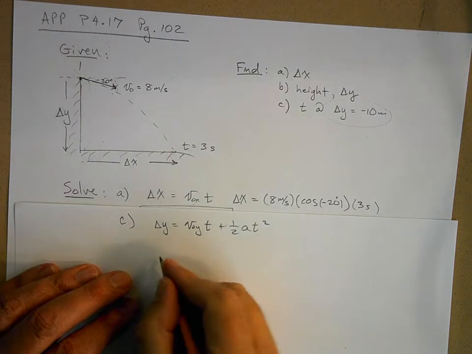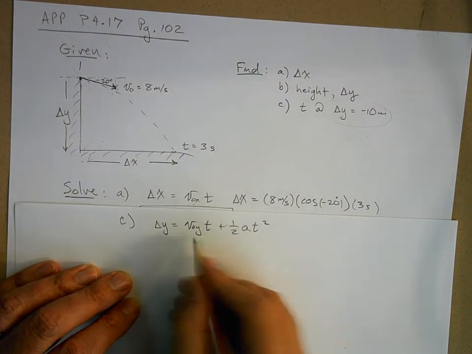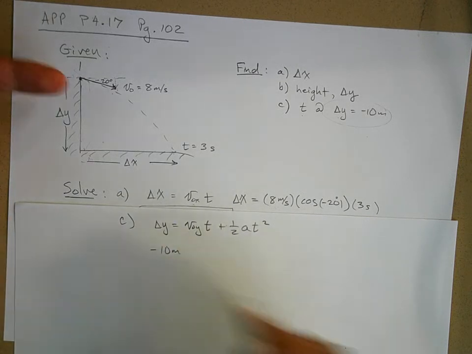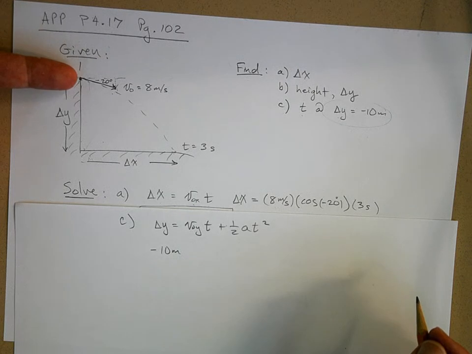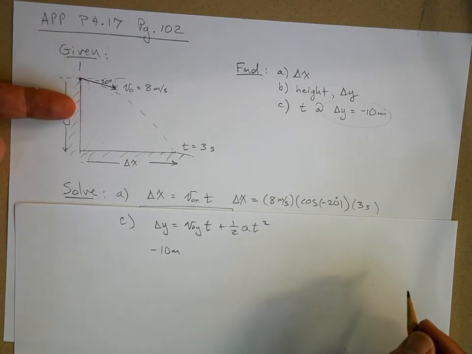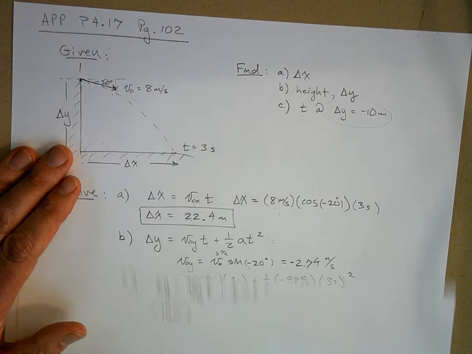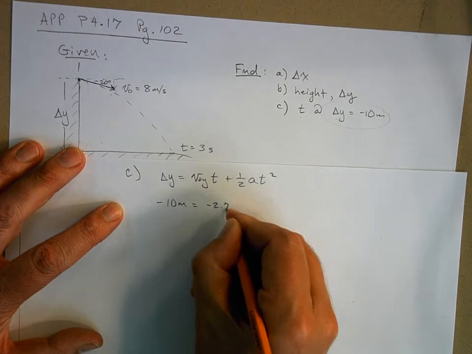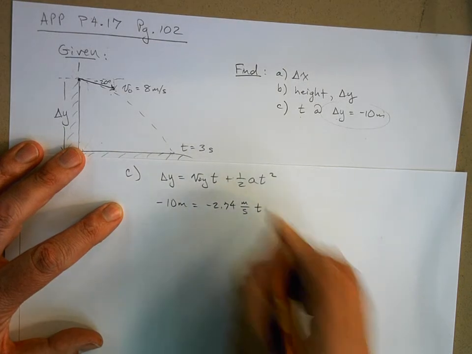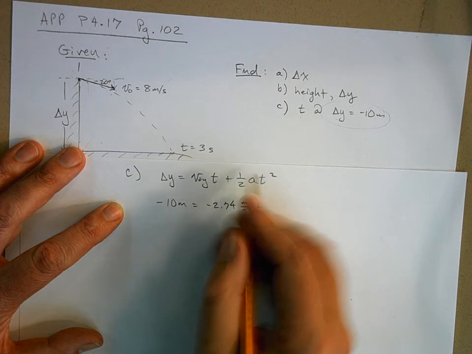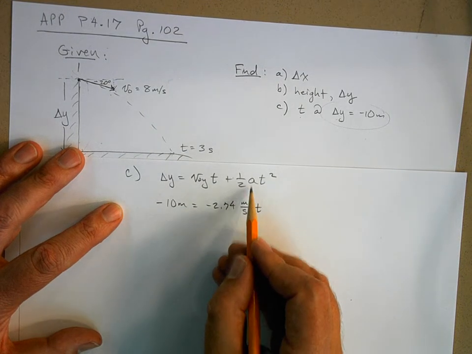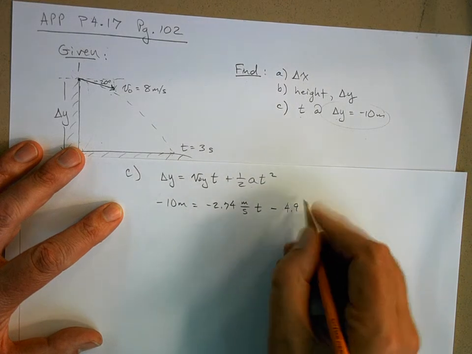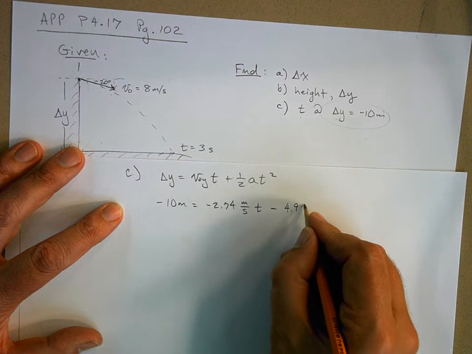Now what I'm going to do is plug in our values here. This is negative 10 meters, right? It was given that the ball fell down 10 meters. So delta y is negative 10 meters equals, and what was v naught y? Negative 2.74 meters per second times time. And then this is plus, and what is a? A is negative 9.8, and so 1/2 of that is negative 4.9. So I'm just going to go negative 4.9 times time squared.